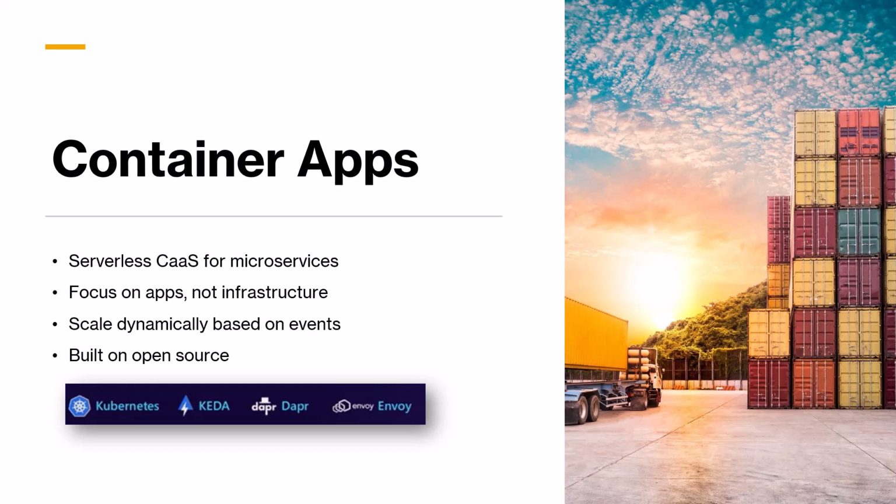source technology. So under the hood, although you don't see it, there's still Kubernetes. Your containers run on a Kubernetes cluster. For scaling, KEDA is used, the Kubernetes event-driven autoscaler. If you want to make distributed applications, microservices applications, you can use Dapr to make your life somewhat easier. Dapr is optional, but highly recommended in many cases. And for networking, Microsoft uses Envoy under the hood.